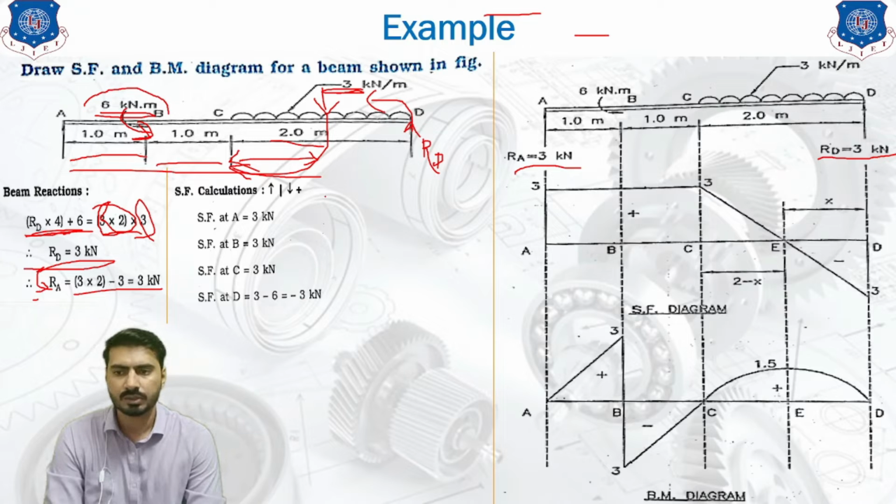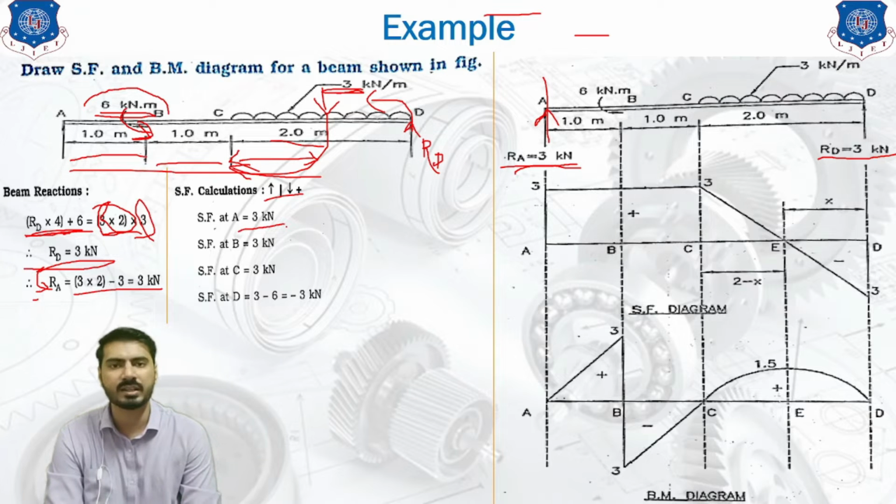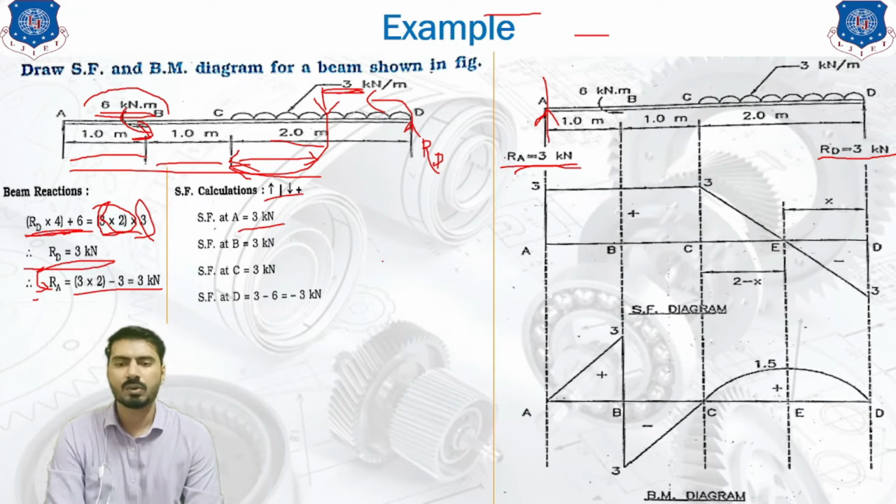So using the same sign convention, we are going to use one imaginary section over here. On the left hand side, there are no other forces, but one force is acting at the point A, that is RA, that will be our shear force at the point A. So 3 kilonewton is our shear force at the point A. Now we will move forward to the point B.